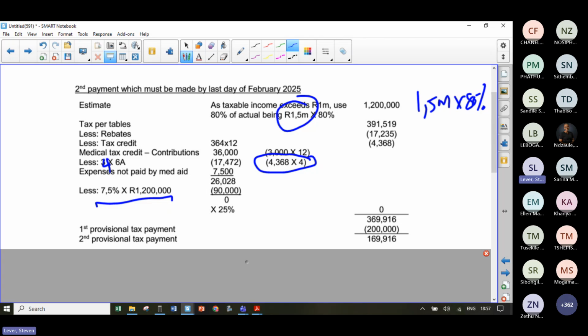Second payment, what are you going to do? You're going to say, is my actual income more than 1 million or less than 1 million? If it's less than 1 million, I'm going to base it on the lesser of basic amount or 90% of actual. If it's more than 1 million, 80% I'm going to use, like in this example. And what am I going to do for my third payment? I'm going to say, how much haven't I paid yet? What's my actual, less first and second payments? This is how much I still need to pay, and there's my third one.